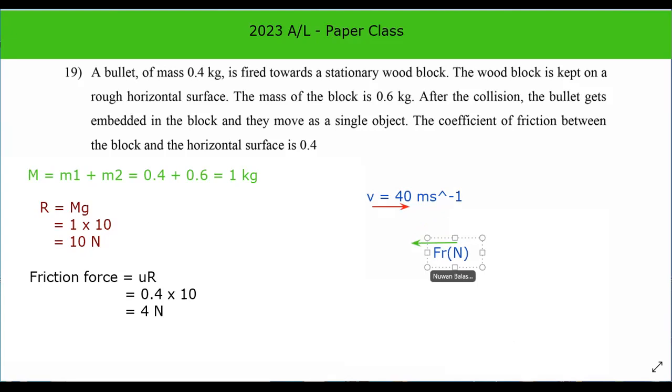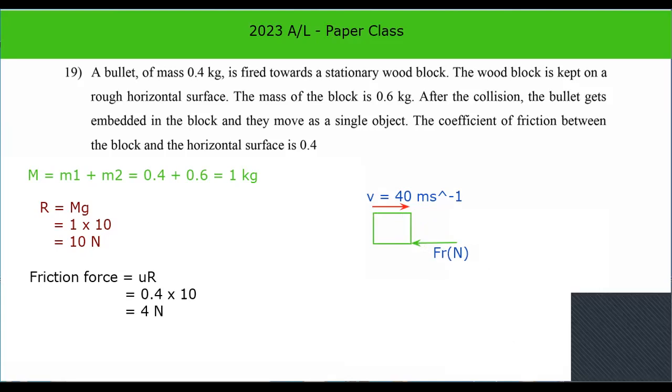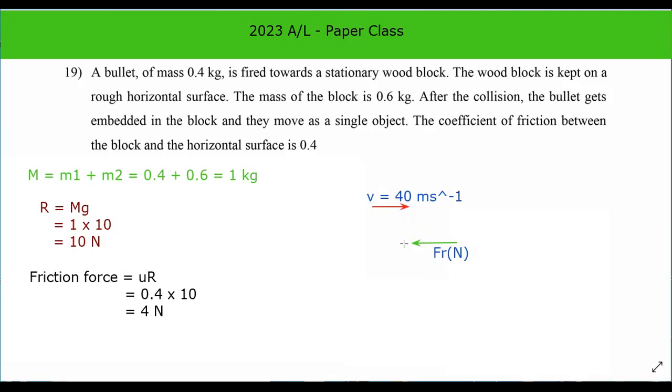Right. Let me draw a block also. So there is a block like this. Friction force of Fr Newton is acting on it. So due to the friction force, the velocity of the block reduces and finally it comes to rest. Please draw this figure.